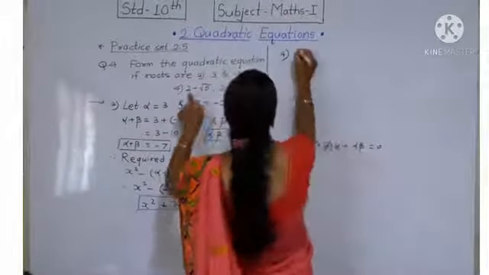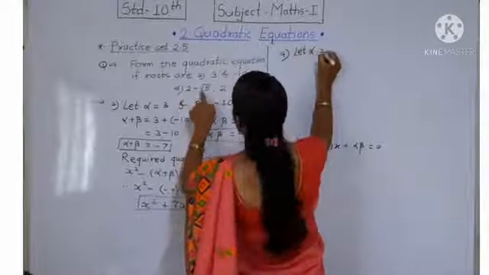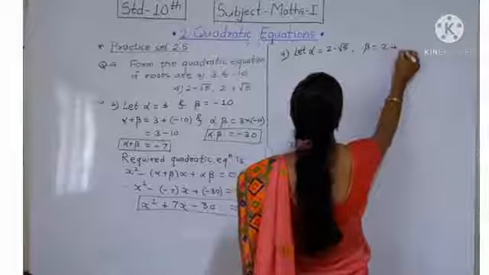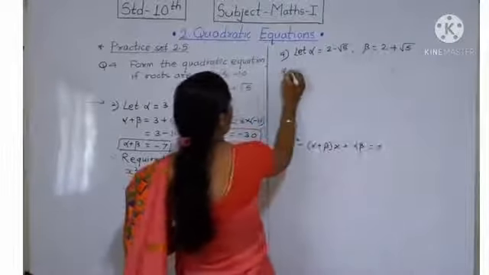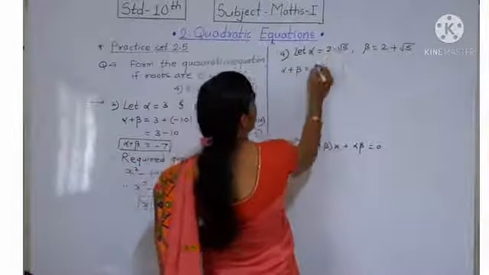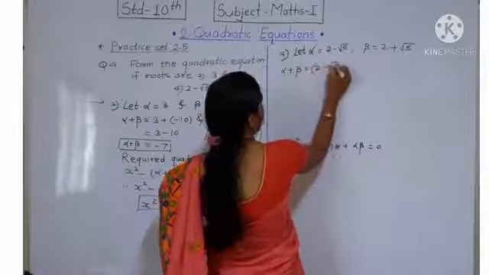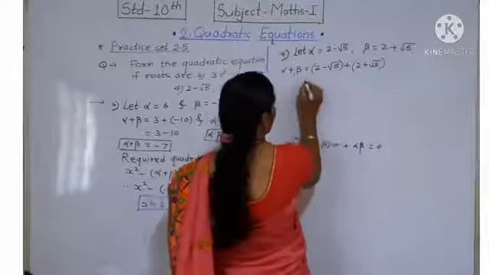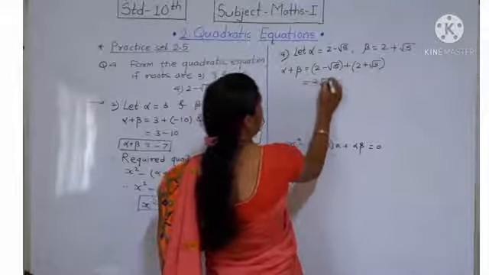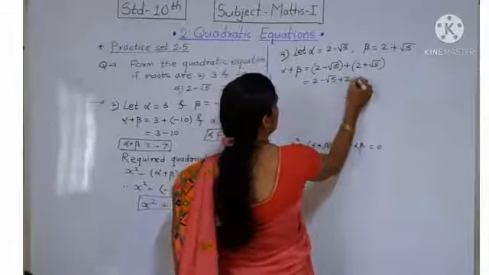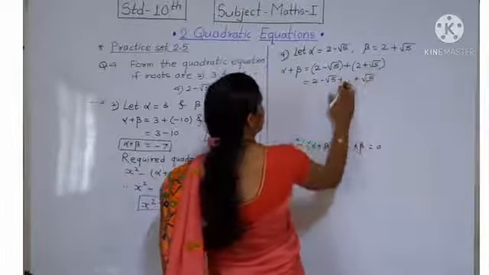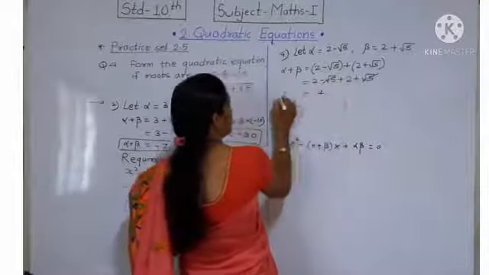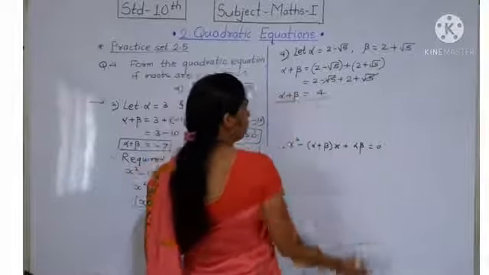Similarly, the fourth example. What is given? Let alpha be equal to 2 minus root 5 and beta be equal to 2 plus root 5. First calculate alpha plus beta. Alpha is 2 minus root 5 plus beta, which is 2 plus root 5. Minus root 5 plus root 5 cancel, so 2 plus 2 is 4. So the value of alpha plus beta is 4.